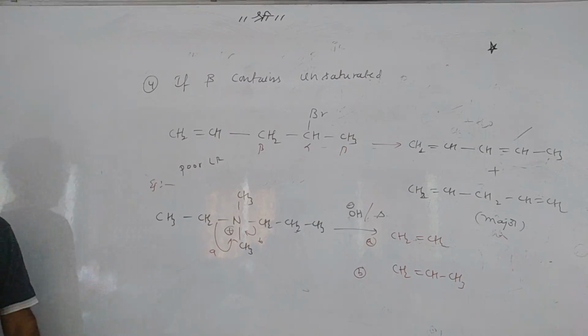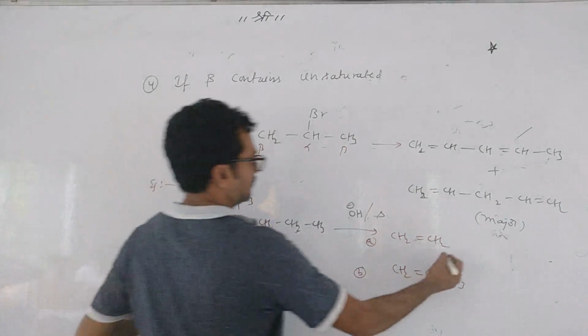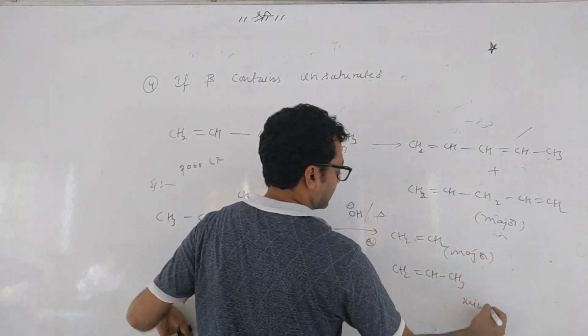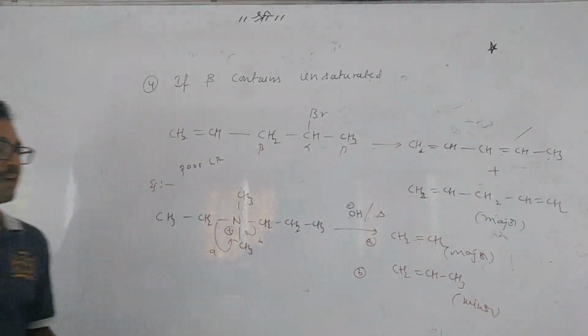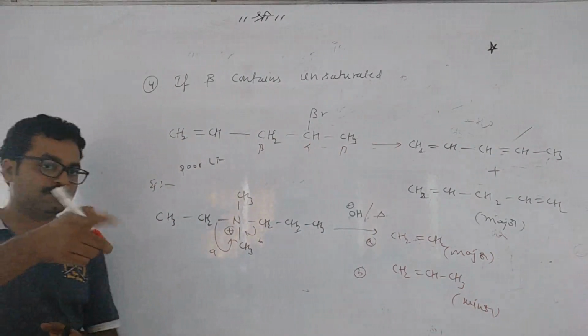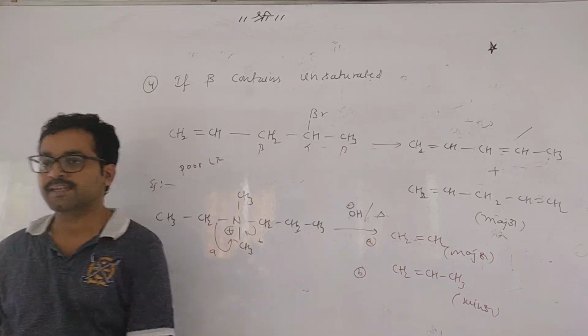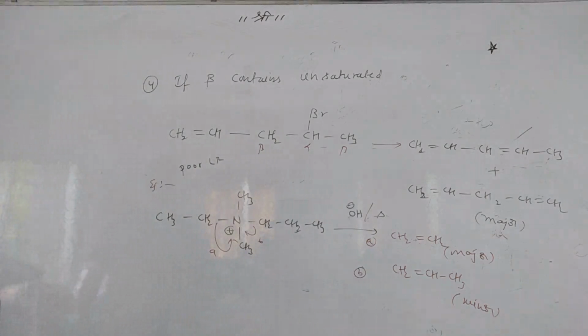Why? Hofmann. Understand? Understood why that is major? Girls? Fine? Because that is least substituted only will form major. That is called Hofmann elimination. So, Gargi, stand up and explain today's class fully and then Sigma.